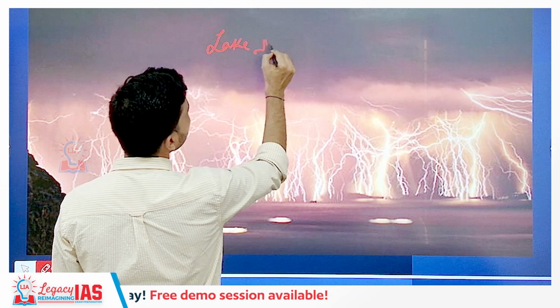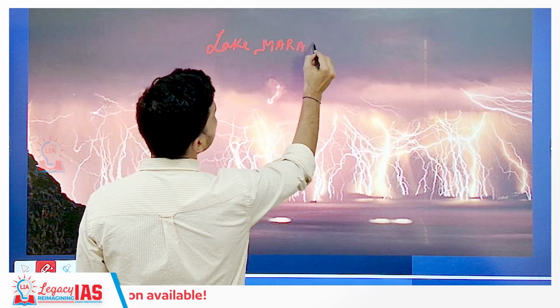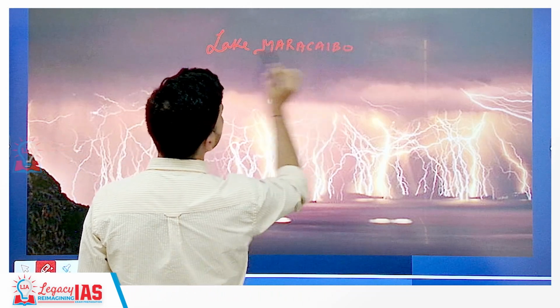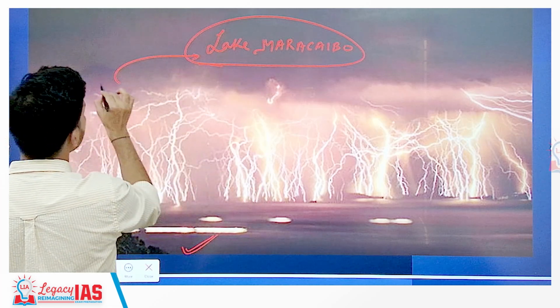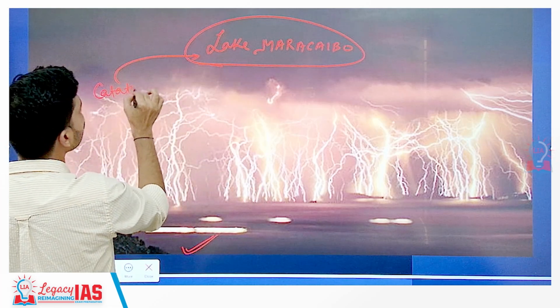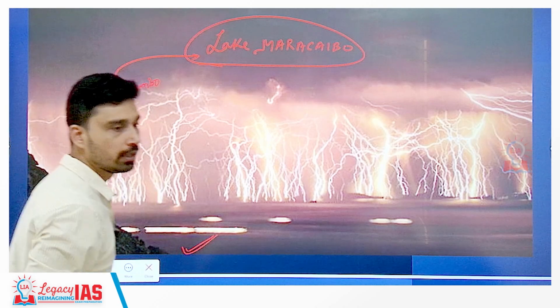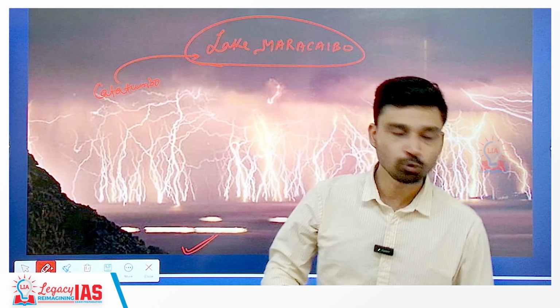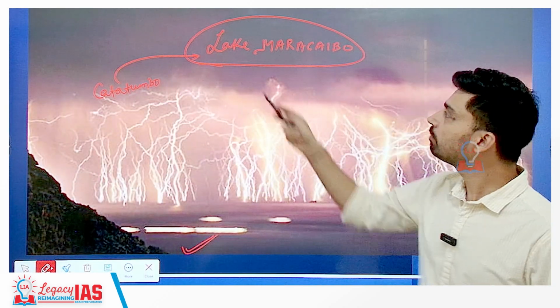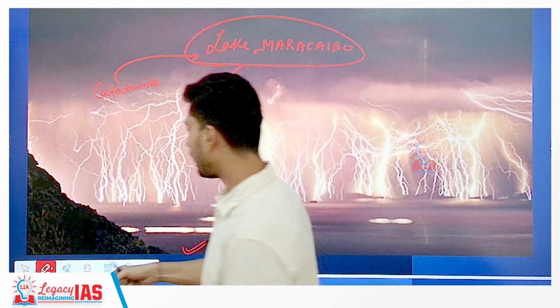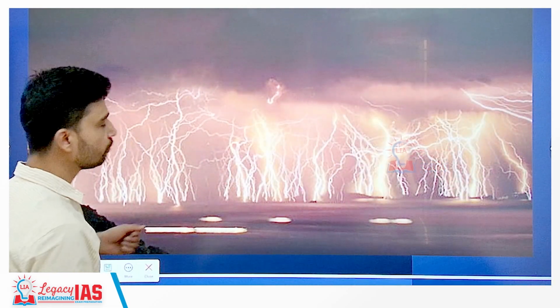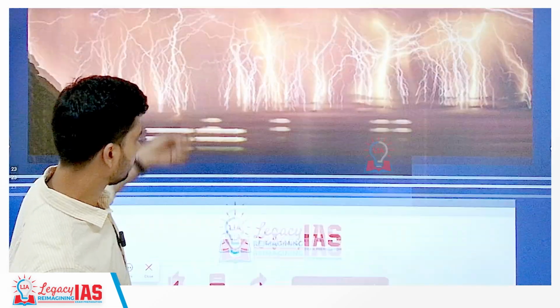In Venezuela you have a lake called Lake Maracaibo. Lake Maracaibo is fed by water from a river called the Catatumbo river. So the Catatumbo river flows into Lake Maracaibo, and near the mouth of the Catatumbo river you will observe the place which has the highest number of lightning strikes because of its unique surrounding geography.